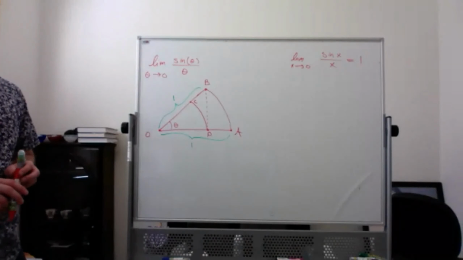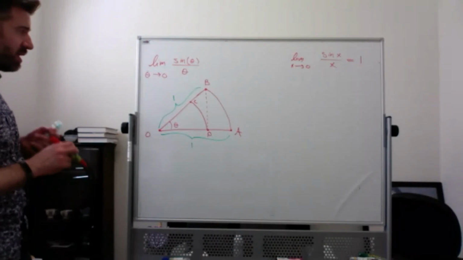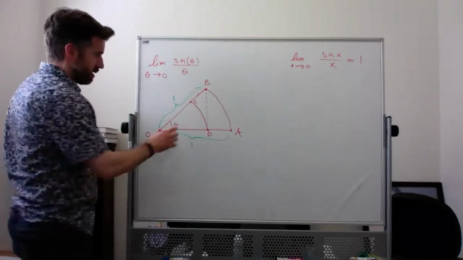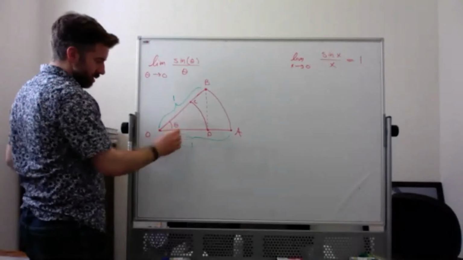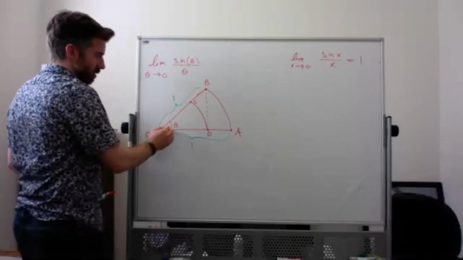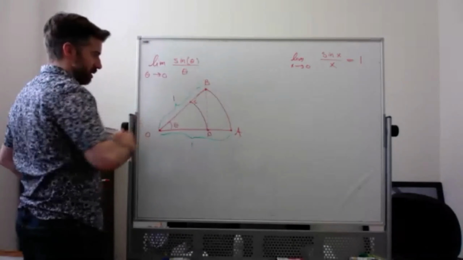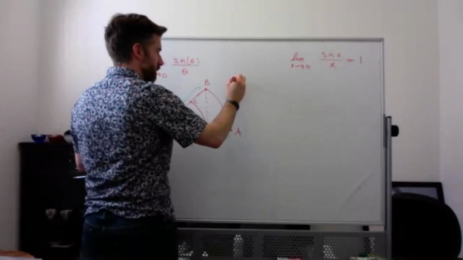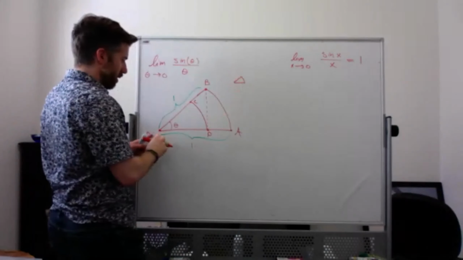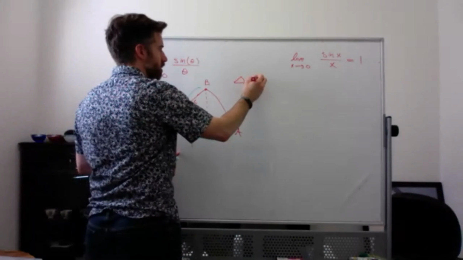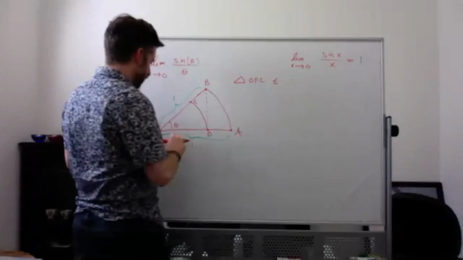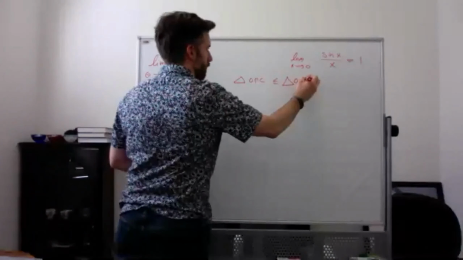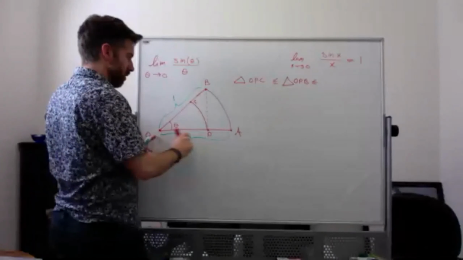Okay, so I'm going to use some inequalities about areas. I think it should be fairly obvious just from the picture I've drawn that the area of this sector is less than the area of this triangle, which is less than the area of this larger sector. So I'm going to write that down. The area of the sector, which I'll draw like this. So sector OPC has less area than triangle OPB. And it has less area than sector OAB.